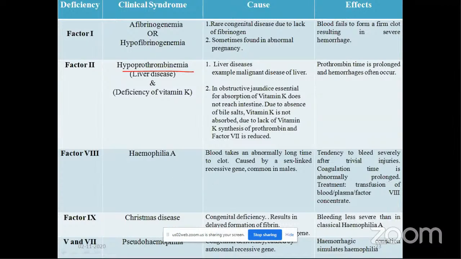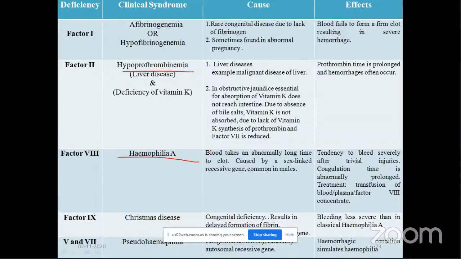Factor 8 deficiency, as I've already told you earlier, causes hemophilia A. This particular disease was discovered in a royal family, the Queen in Spain, and it is caused by a sex-linked recessive gene. The gene for the normal clotting process is the dominant gene for factor 8 synthesis, but this gene is present on the sex chromosome. If a recessive abnormal allele is present, and it is quite common in males, all sex-linked diseases are common in males, and therefore hemophilia A is quite common in males.